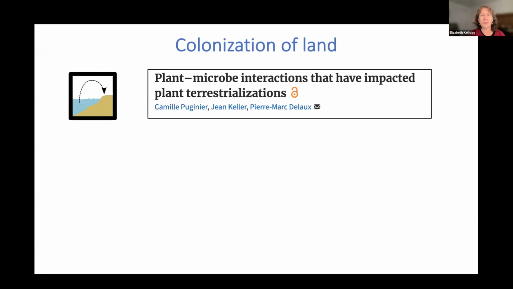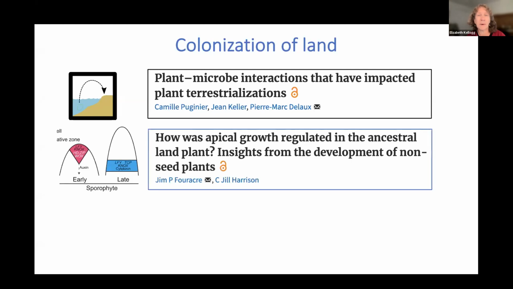So if I can just go through and summarize a few of the updates, just introduce you to the titles of some of those. Several of them have to do with what we think of as sort of the first step, the colonization of the land, starting with a paper on plant microbe interactions. This is led by Camille Puginier, who's working with Pierre-Marc Delaux. And Camille will be speaking today and be able to outline her work on this subject. Also a paper on apical growth, that is meristems and the single-celled versus multicellular meristems. And this is work by Jim Foraker and Jill Harrison.